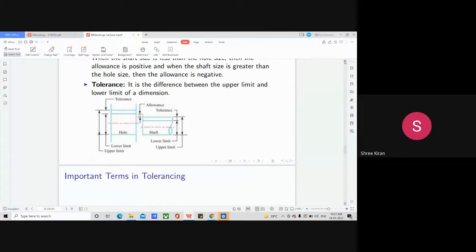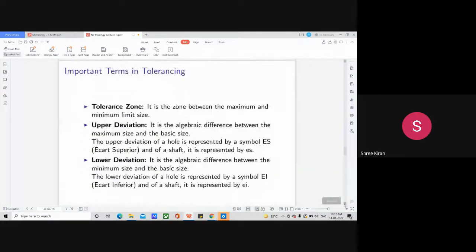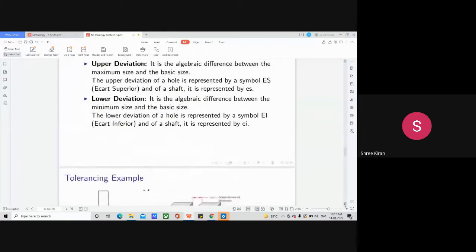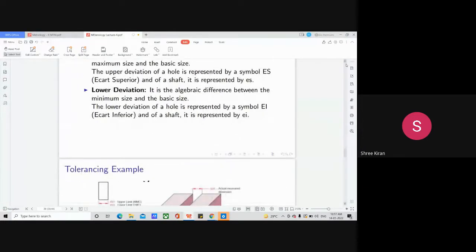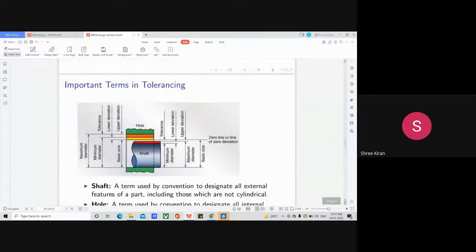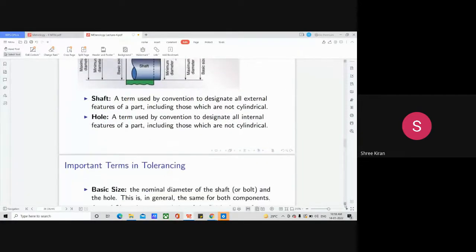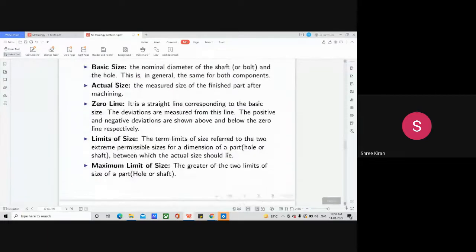Okay, fine. So, I hope you have drawn the figure. Now we'll just finish by telling the important terms in tolerancing and allowances, so that portion will be completed. Then we can have a tolerance zone. Okay, this is the tolerance zone.